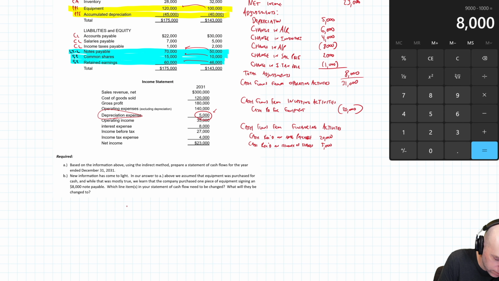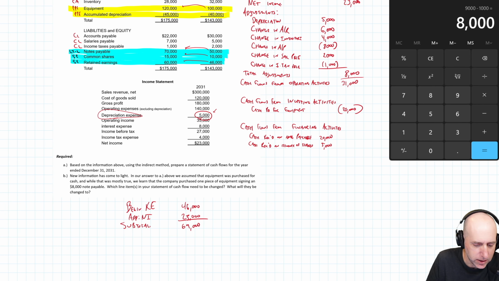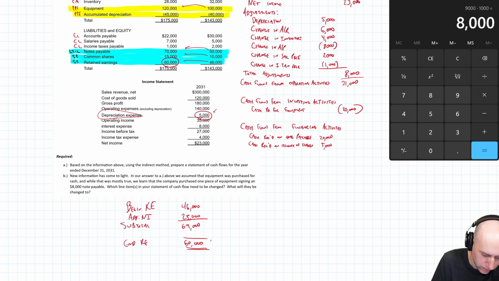I recreate a statement of retained earnings. So I have my beginning RE, which is $46,000. I'm going to add net income, which is 23. Okay, well, I should be at $69,000. If I didn't pay any dividends, my ending retained earnings would be $69,000, but my ending retained earnings is $60,000. What gives? Well, I must have paid a dividend. So $9,000 is the missing amount here. That's the amount of dividends I declared.